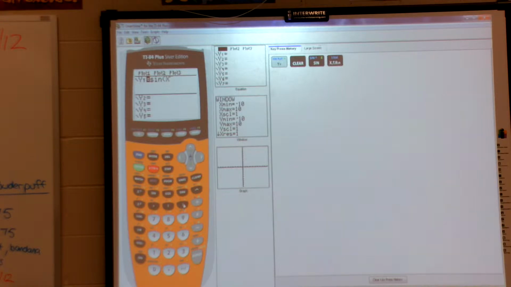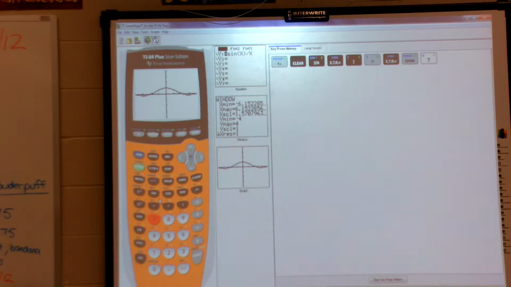sine x, make sure you close that, divided by x. I'm going to zoom 7. Now, it is similar to sine, correct? It actually looks a little more like a cosine, to be honest, but it's a sine. But what do you notice as we keep going on and on?